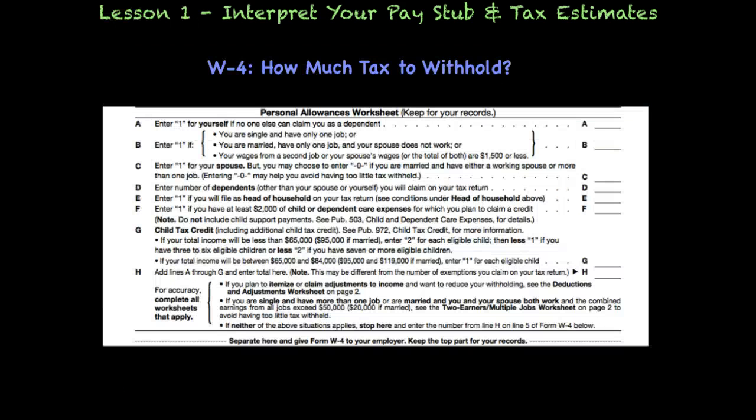Whenever you start a new job, or you can do it at any time on your current job, you fill out a personal allowances worksheet to help you fill out your W-4. Your W-4 looks like this.